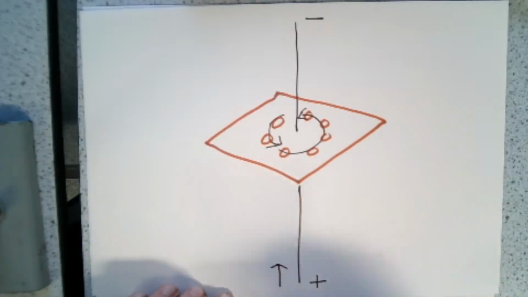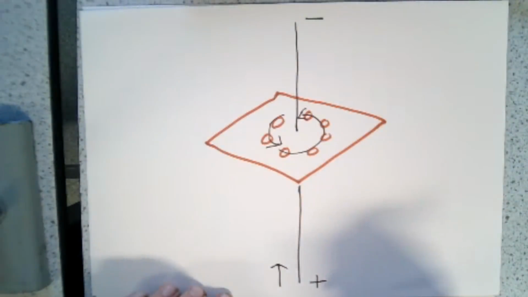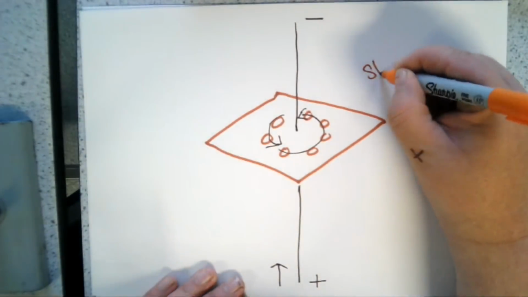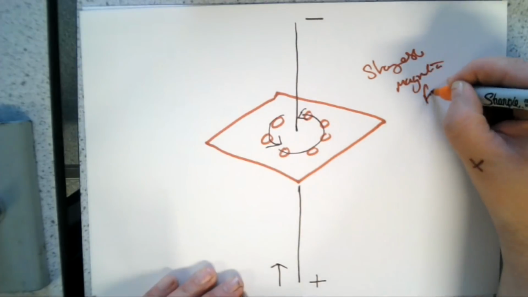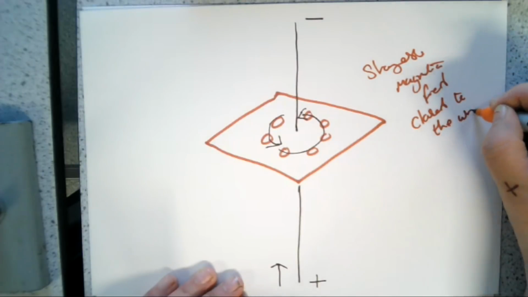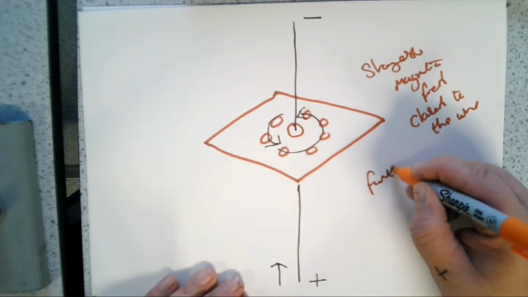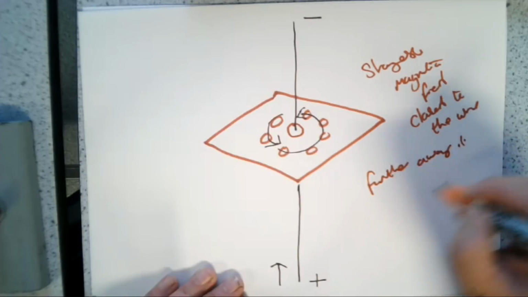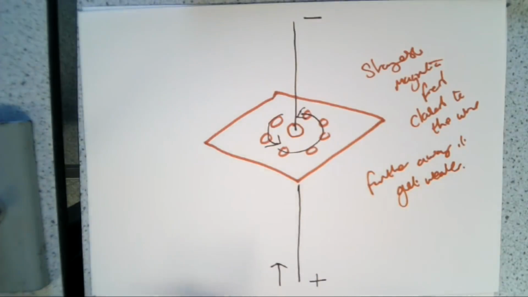Now, the other question is, well, if there's a magnetic field around this wire because there's a current flowing through it, where is the strongest magnetic field and where is the weakest? So the strongest magnetic field is closest to the wire. So it would be here. Further away, it gets weaker. Okay. So the further away you get, the weaker it gets.